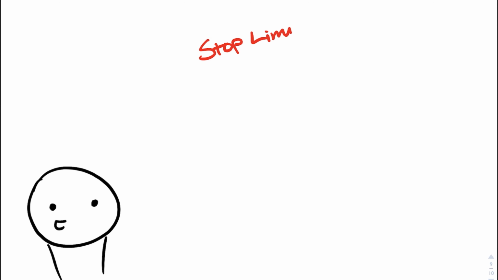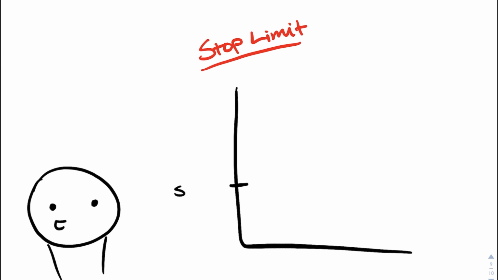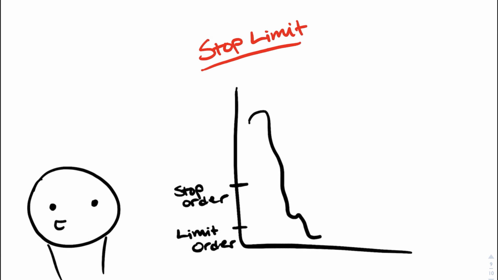Next is stop limit orders. It's like a combo of stop order and limit order. So like stop order, if your stock price drops below whatever you set it at, instead of selling at market order, you won't sell past whatever limit price you set it at.